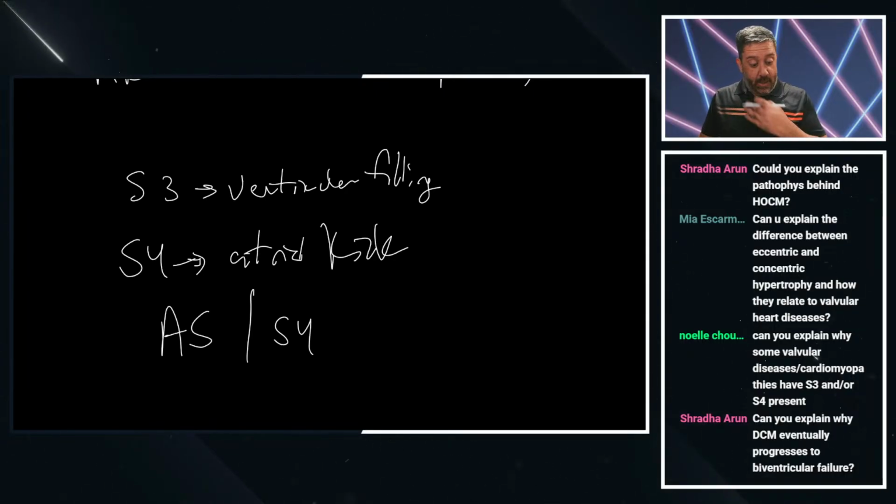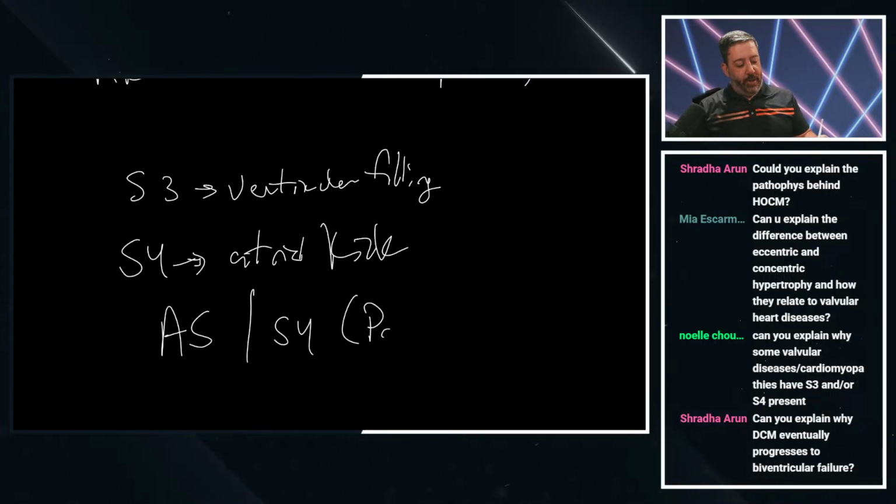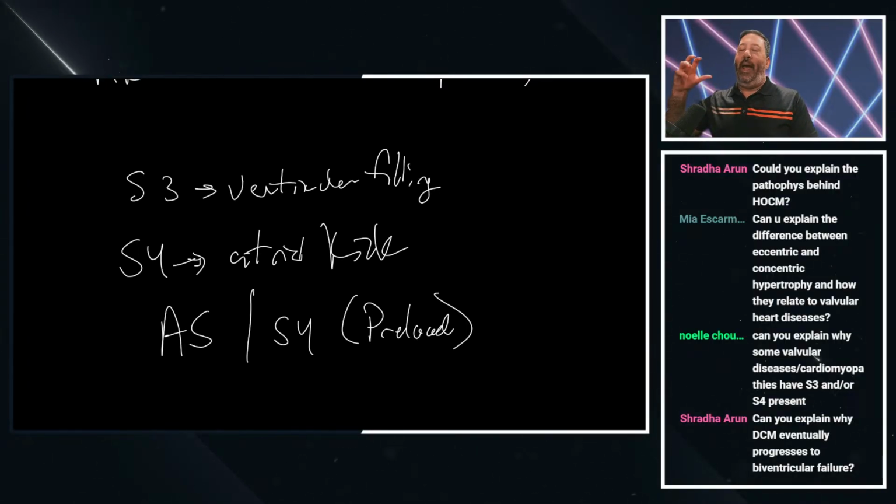If it does, again, atrial kick, trying to get that last little bit of blood in there so that you have a good preload for that aortic stenosis. Remember, aortic stenosis needs preload. You can't get rid of that. So having that atria have that little atrial kick helps get that last little bit of blood in there to help with the preload.